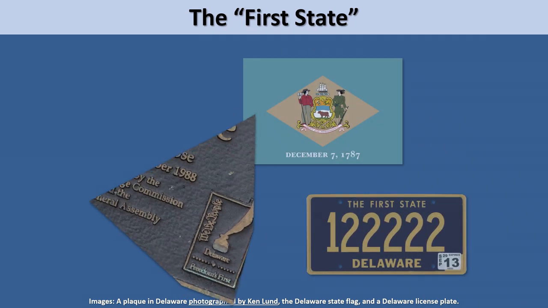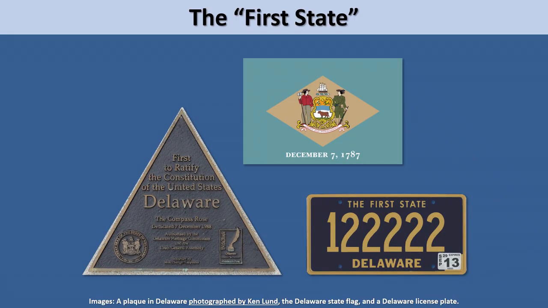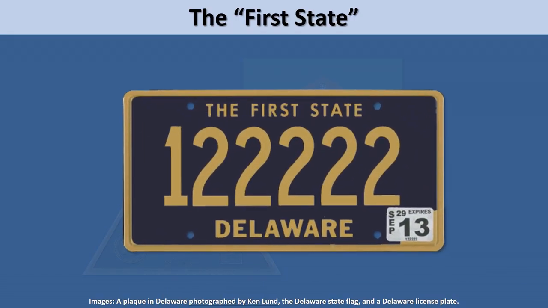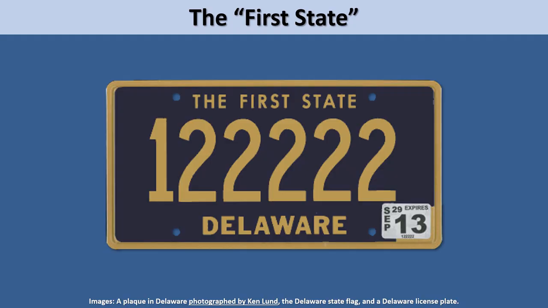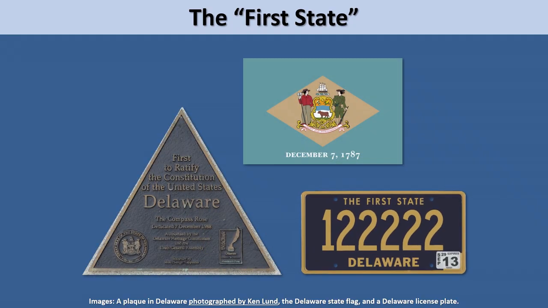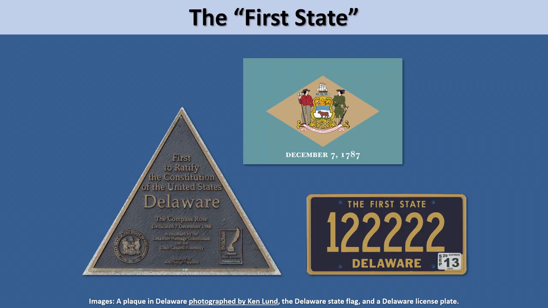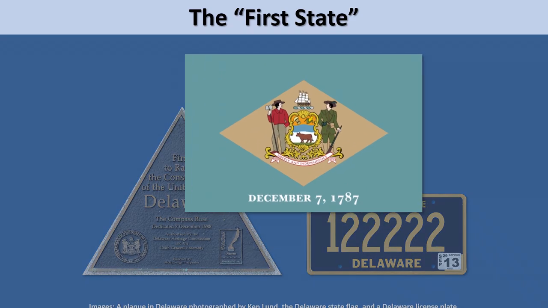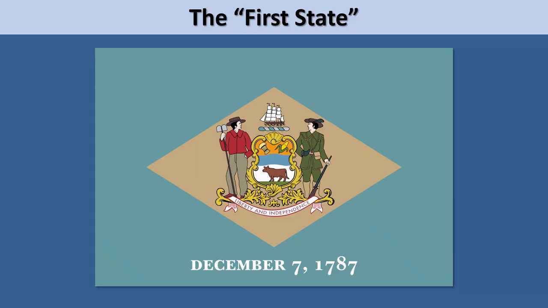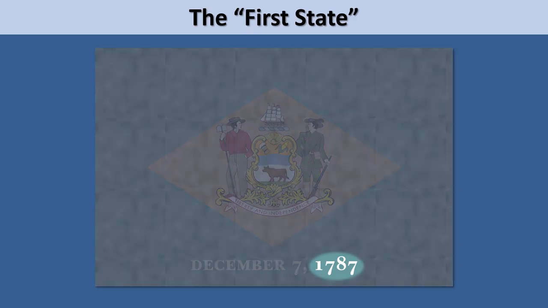Many Delaware license plates display the nickname, "the First State," as another reminder that Delaware was the first to ratify the Constitution. The people of Delaware voted to approve the Constitution the same year it was written, 1787. The date Delaware ratified the Constitution is included on the state flag. December 7th, 1787, is printed in white along the bottom of the banner.